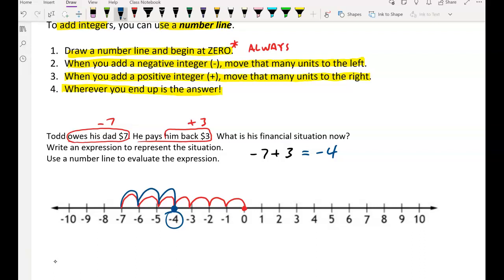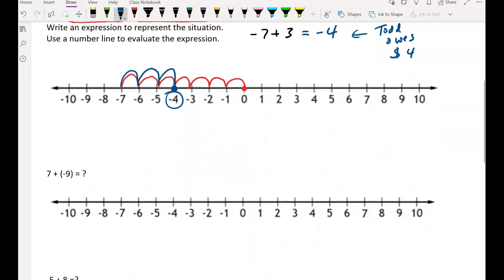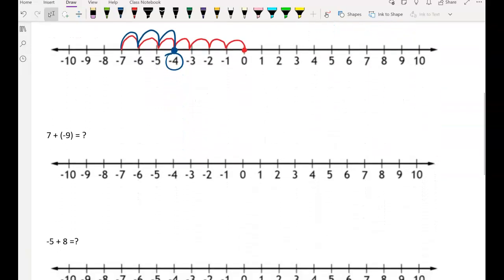Pretty easy stuff, right? Pretty easy stuff. And so what does that mean? That means that Todd still owes his dad $4. All right, well, let's take a look at another question. This one doesn't have a story problem with it or anything. It just says 7 plus negative 9.